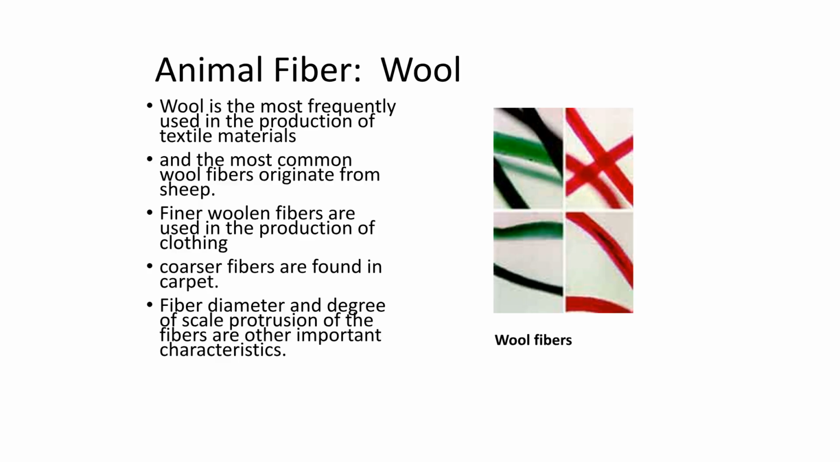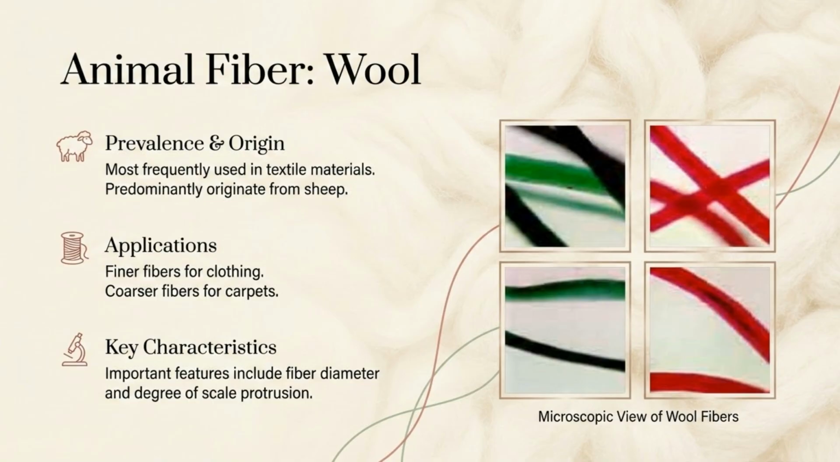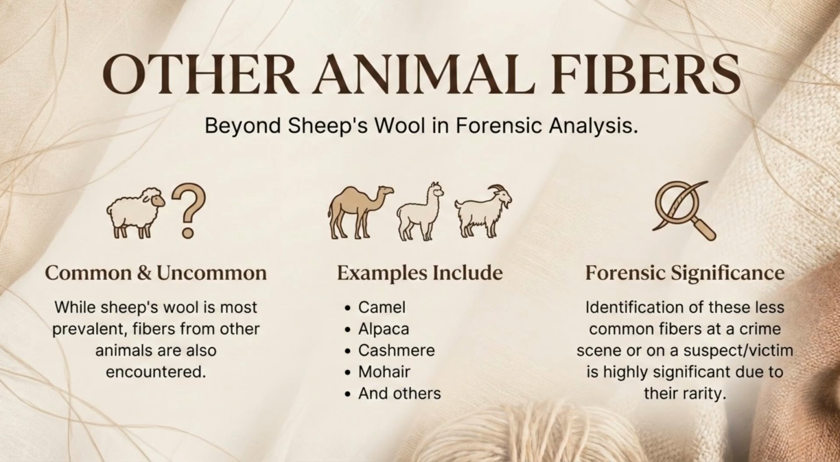Moving to animal fibers, wool is the most frequently used in textile production, primarily originating from sheep. Finer fibers are used for clothing, while coarser ones are found in carpets. Animal fibers like wool, silk, mohair, and angora are composed of proteins. Their unique properties, such as a cellular structure, are crucial for identification. Microscopic images are vital for fiber analysis, distinguishing between different animal fibers based on structure, scales, and medullary index.